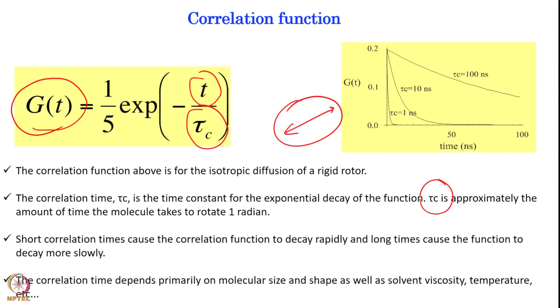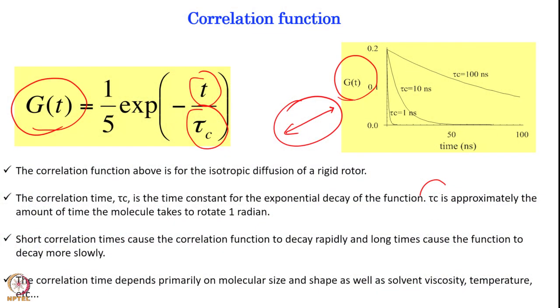If a molecule is bigger, that means in solution it will tumble slowly. If the molecule is smaller, in solution it will tumble fast. If the solvent is viscous, that means the molecular tumbling will also be slow. If you raise the temperature, the same molecule can now make a rotation fast. So it depends upon the shape and size of a molecule, the molecular weight, the solvent viscosity, whether it is a more viscous or less viscous solvent, and the temperature.